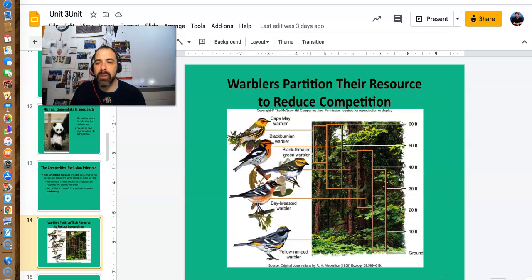Here are warblers partitioning the resource to reduce competition. As you can see, we've got a Cape May warbler, which tends to feed up at the top. It may overlap the Bay-breasted warbler and then the black-throated green warbler. You can see where there is some overlap of some of these niches, and then as we move down, the yellow-rumped warbler hangs out at the bottom. If you look at 60 feet, 40, 20, 10, you can see how they've reduced competition.